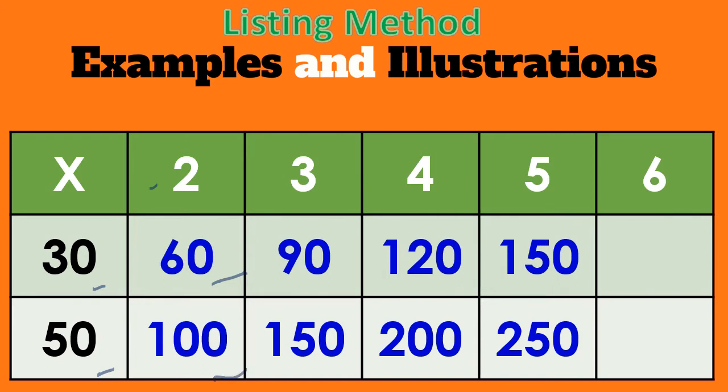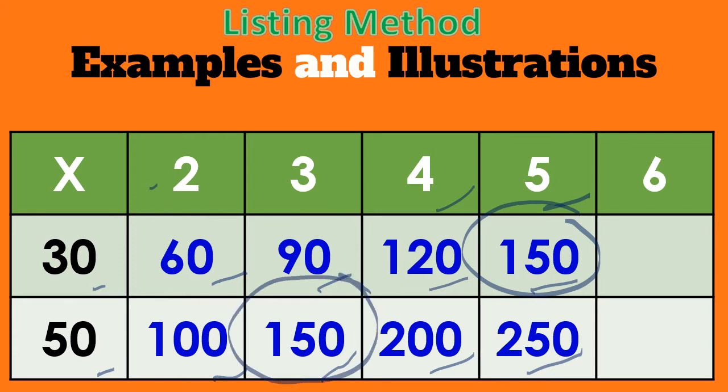Then the 50, 100. If we multiply both numbers by 3, we'll get 90 and 150 for 50. For 4, 4 times 30 is 120. Then, 4 times 50 is 200. As of now, wala pa tayo nakikita na magkapareho yung product or yung multiple. If we multiply 5 by 30, we'll get 150. And if we multiply 5 by 50, we'll get 250. Eto na. May nakita na tayo na magkapareho.